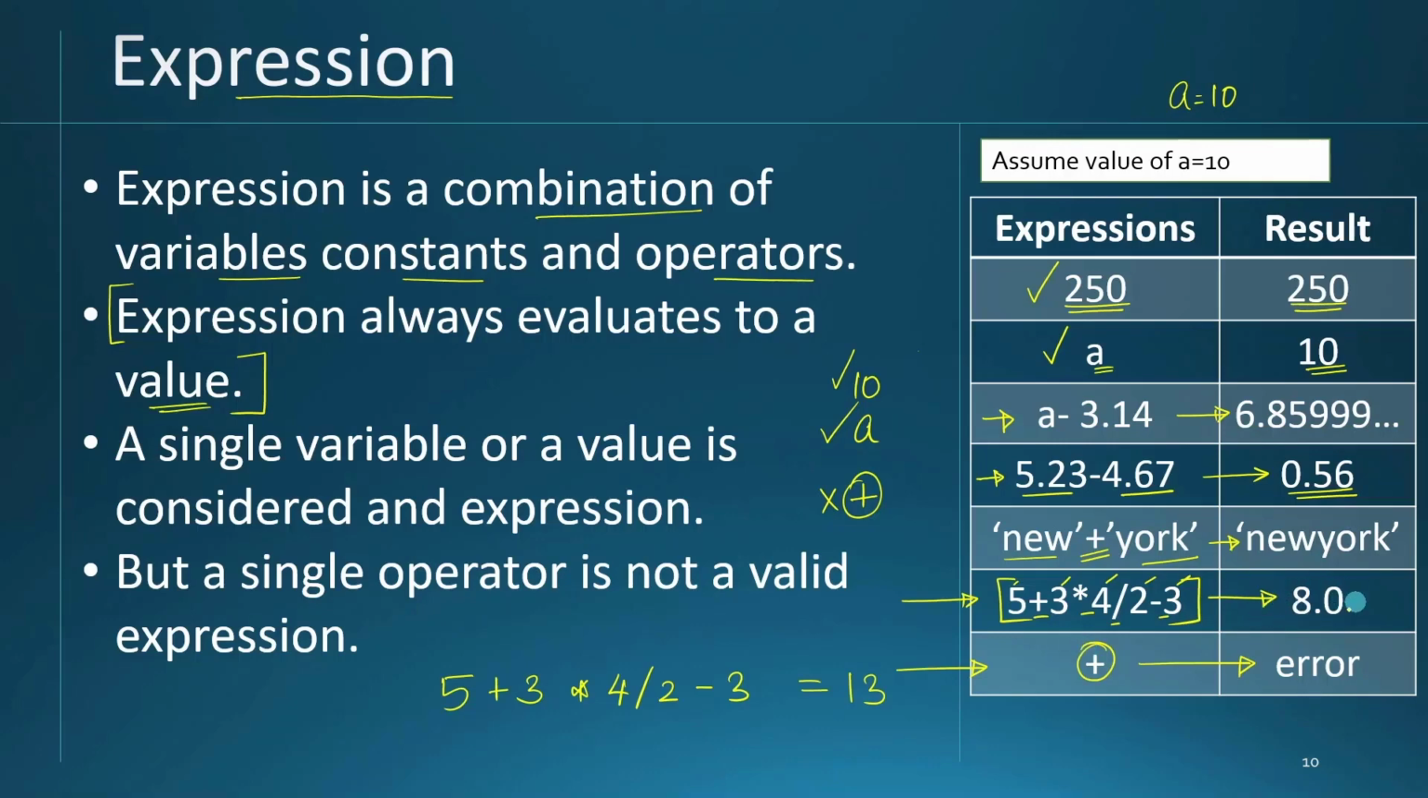Now let's see how 8 is produced. First, let me multiply 3 into 4 initially. When I multiply 3 into 4, I will get 12. So now this is removed and I will get 12 here. Now I will do 12 divided by 2. That will produce 6. Now I will do 5 plus 6. That will produce 11. Now I will do 11 minus 3. I will get the result as 8.